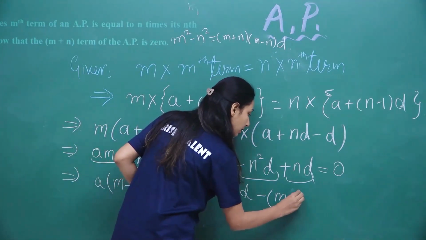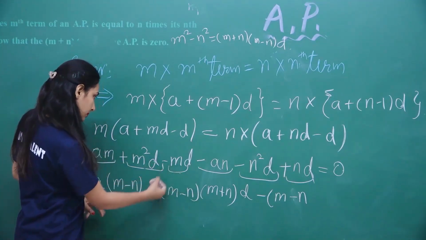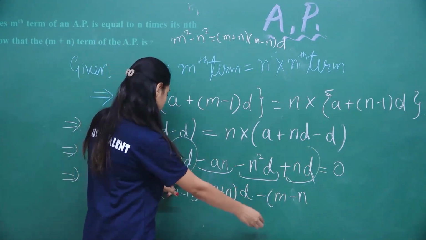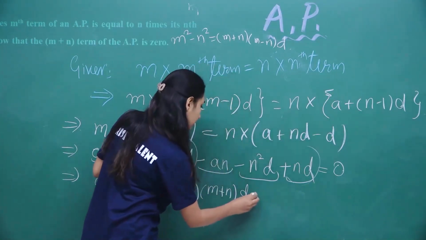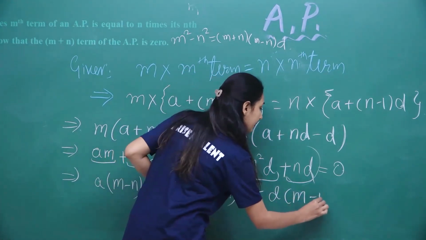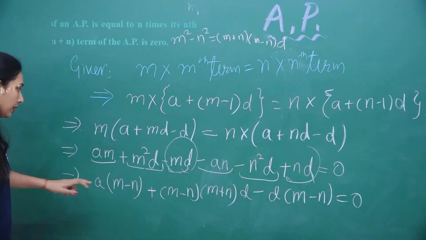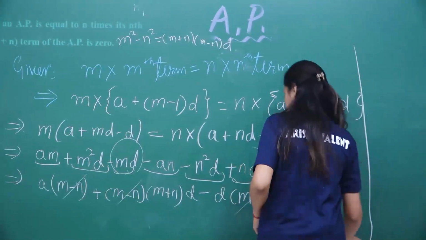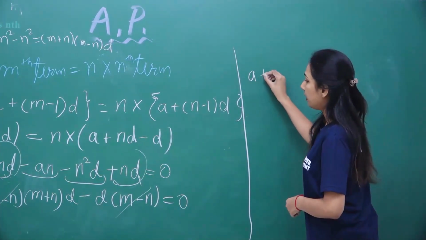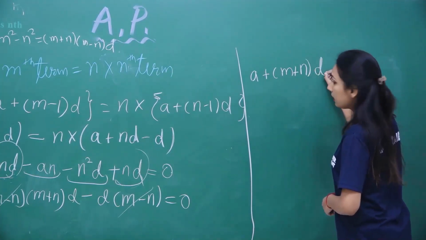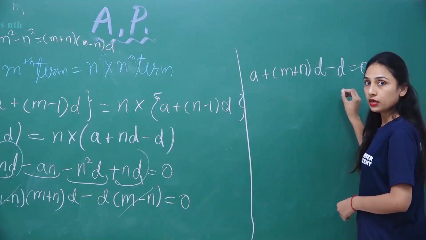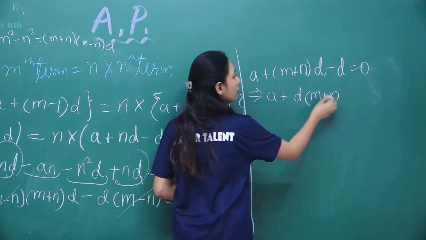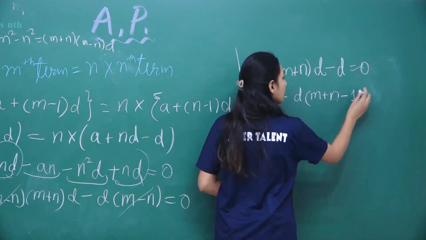Similarly, if I take these two terms, this term minus md and this term plus nd, taking minus d common, that will be minus d times (m minus n), and that will be equal to 0. Now this m minus n will cancel out. So that will be a plus (m plus n) d minus d equals 0. If I take this d common, that will be a plus d times (m plus n minus 1) equals 0.